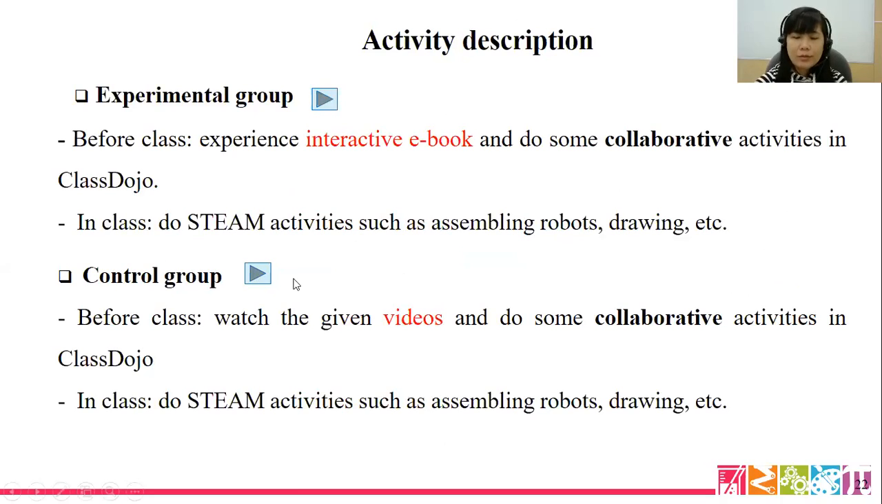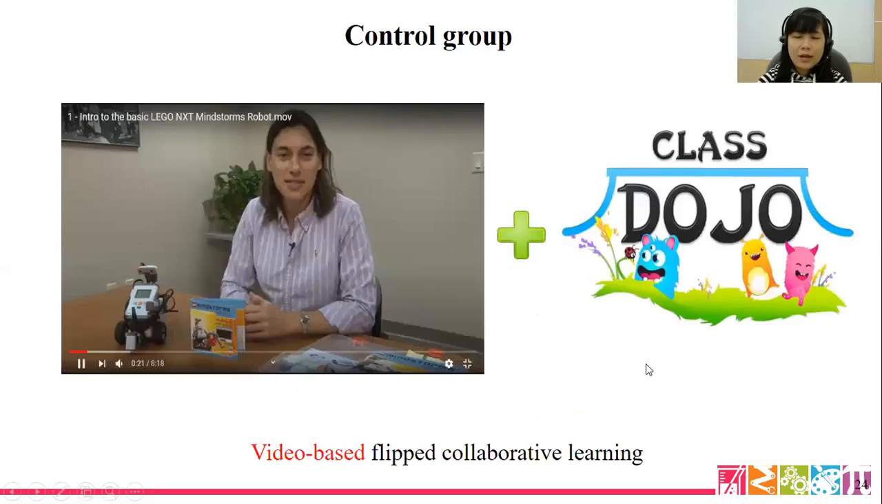For the control group, before the class, the students watch the given videos, and then follow some collaborative activities. You can see on the left side there are videos about robots. The students watch them before the class and follow some activities.